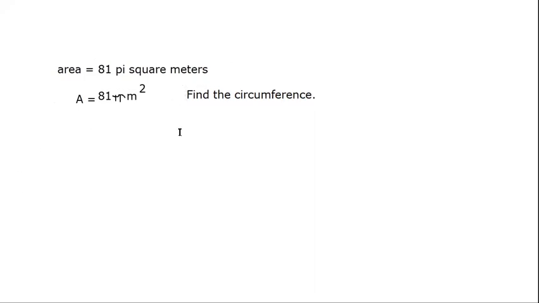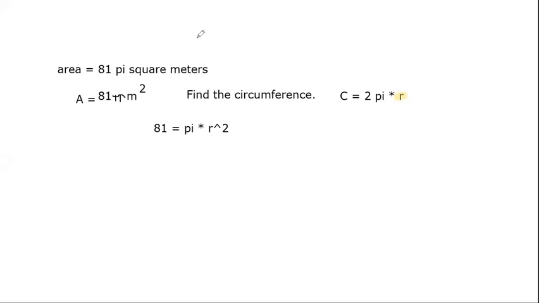Well, we know that area equals pi r squared. So 81 equals pi times the radius squared. We also know that circumference equals 2 pi times the radius. So if I just figured out the radius, I could get the circumference. Well, if I know the area, I could solve for the radius.